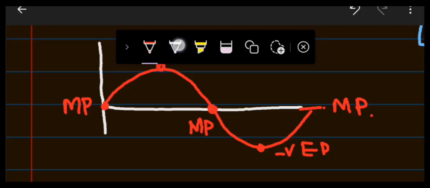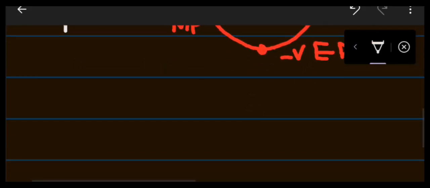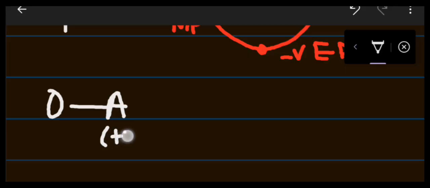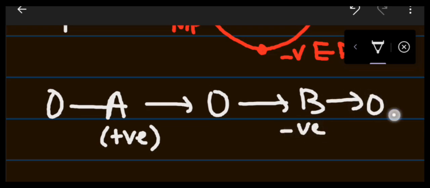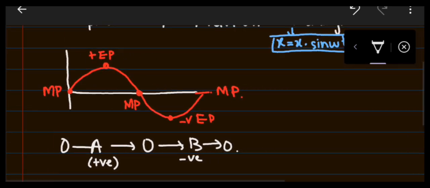Here I told you that we'll be moving from the mean point O to A, which is the positive extreme, and then to O, which is again mean, then to B, which is the negative extreme, and then again to O. This is basically how one cycle completes. I'm going a little fast because I told this in the previous video in much detail. You must go and watch that.